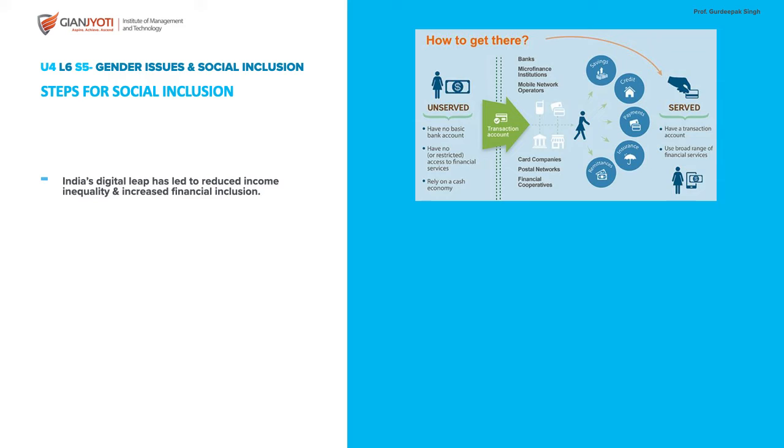Now, a lot of steps have been taken by the Government of India for social inclusion, and one of the biggest, most effective steps which India has taken is the digital environment, the digital platform which has been extended to all the groups. So that digital leap has really led to reduced income inequality and financial inclusion. How has it happened? Through this diagram.